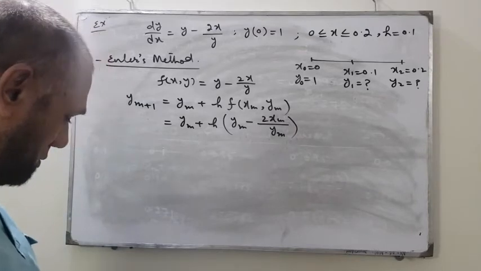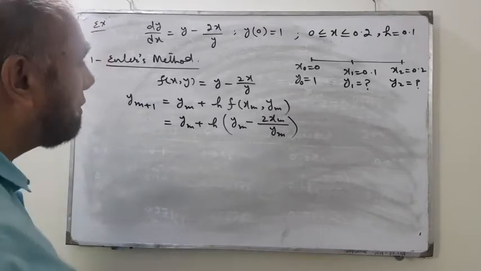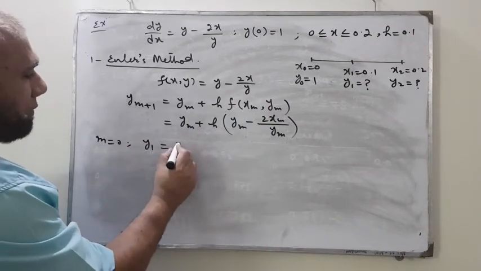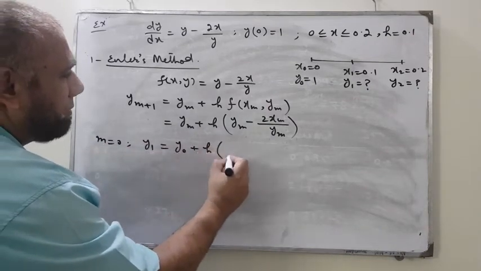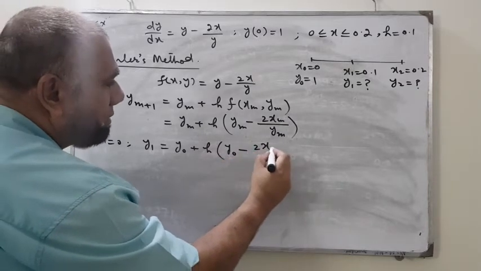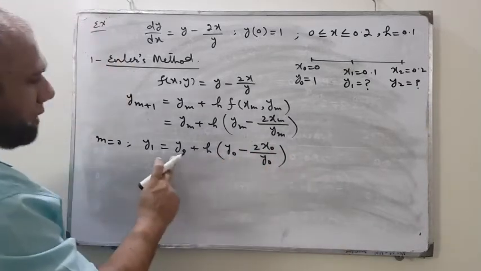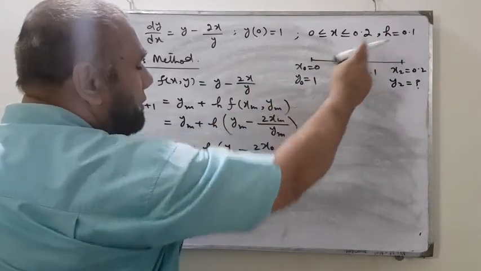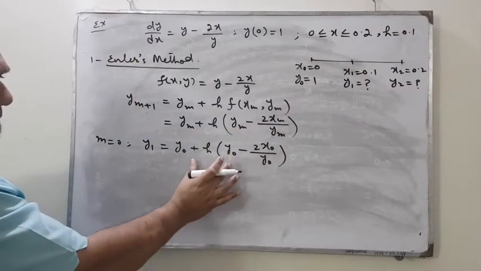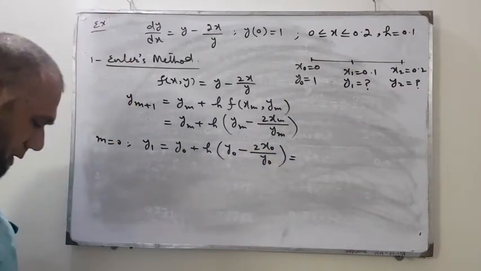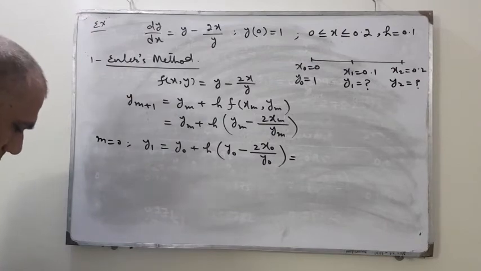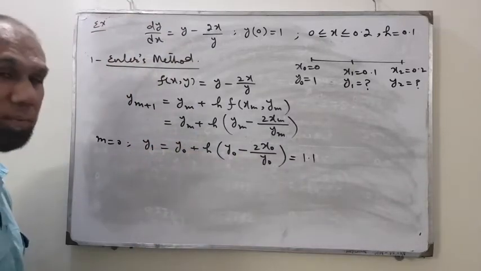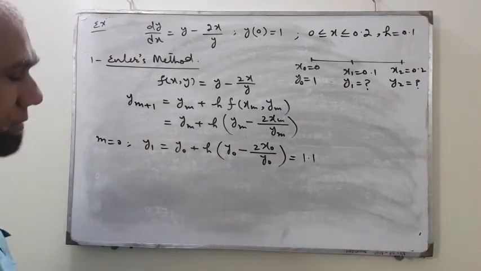Now on simplifying and putting the values of m starting from 0, we get y1 equals y0 plus h times y0 minus 2x0 over y0. y0 and x0 we can use from the given values. h is 0.1, which is given in the question. Putting all these into this format and simplifying, you will get the result. This is going to be equal to 1.1 after simplification. I hope you can verify it yourself.